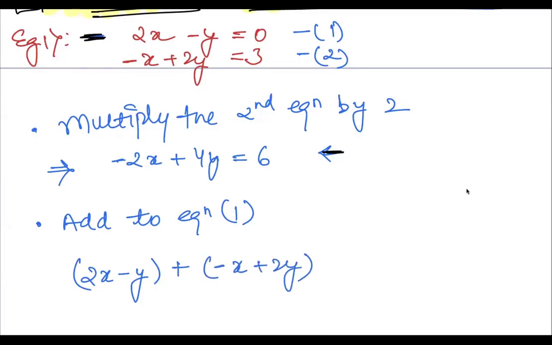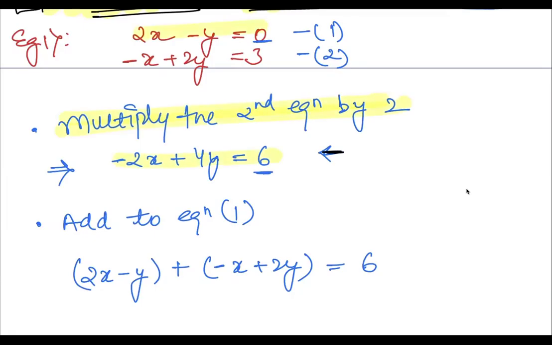This is on the left hand side, right? And on the right hand side, what will I get? 0 plus 6, right? Do you all agree with what I did? First thing is I'm multiplying the second equation by 2. So this will be my equation, right?